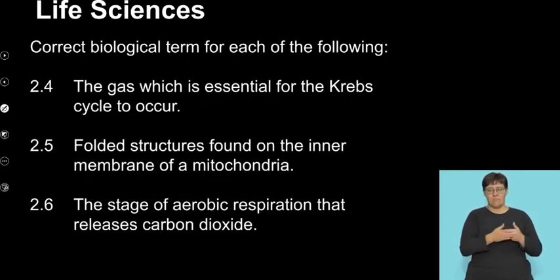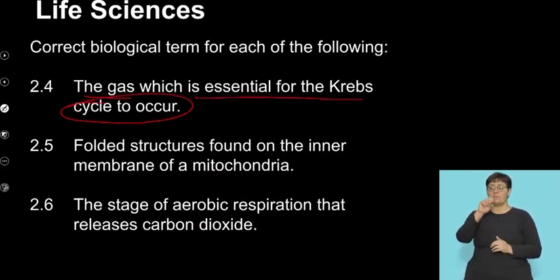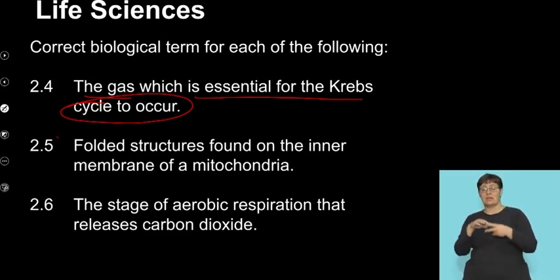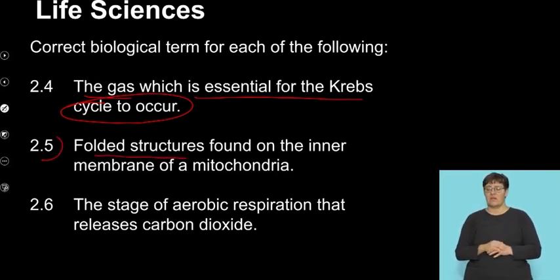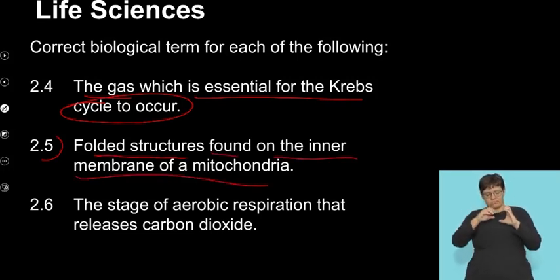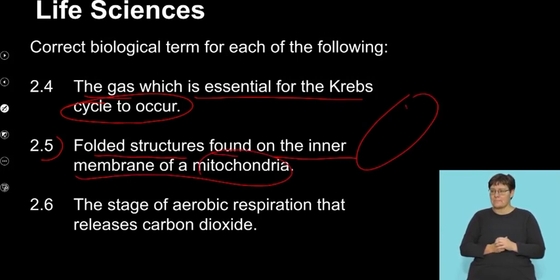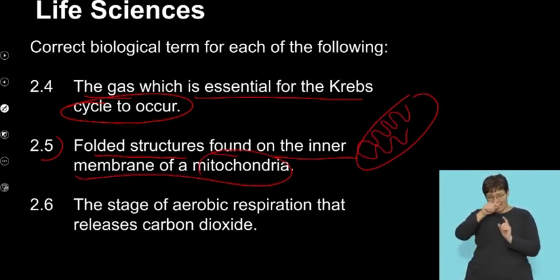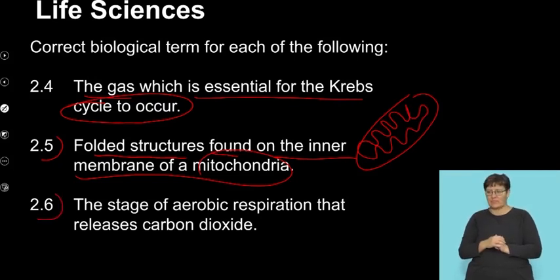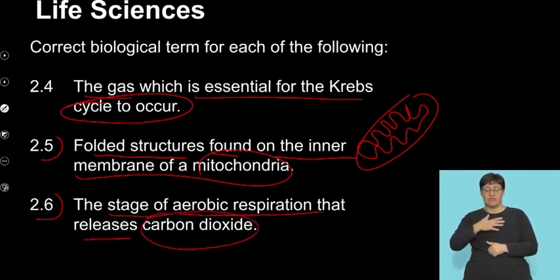We've got 3 more and we'll wrap this segment up. The gas which is essential for the Krebs cycle to occur. We know that the Krebs cycle is the second stage that we look at. I'm going to give you a moment to reflect on that. 2.5. The folded structures found on the inner membrane of the mitochondria. As a quick recap, we know that there are folds on the inner membrane, so this points to those folds. And 2.6, the stage of anaerobic respiration that releases carbon dioxide. So we looked at those a little while ago. Let's see what your answers were.